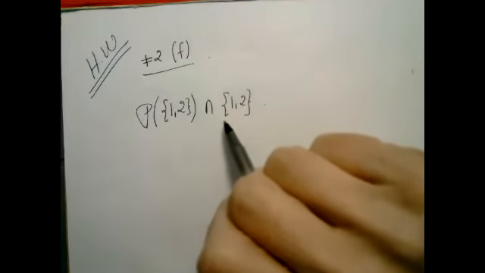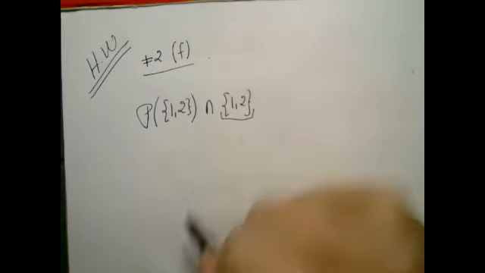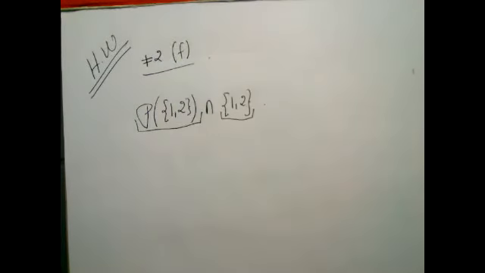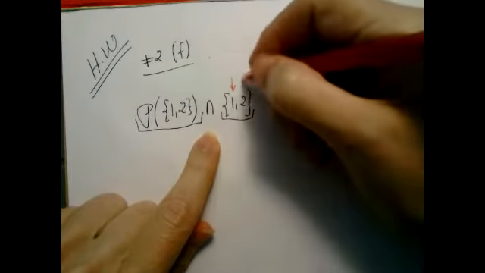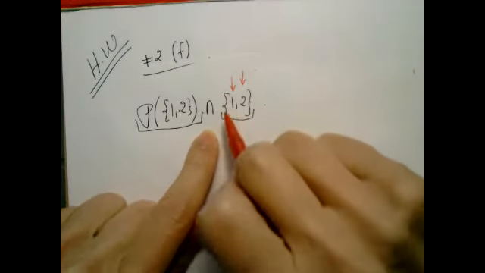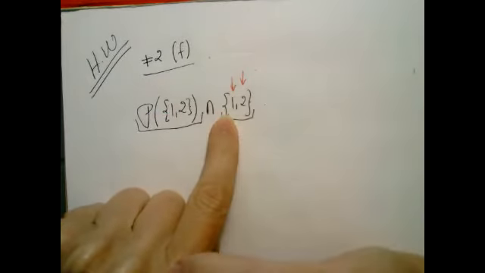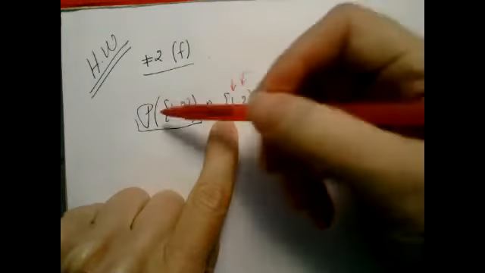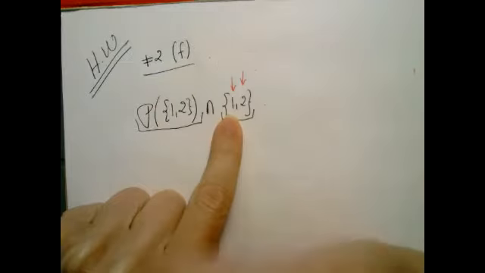The intersection is all the elements that are in this set and they are in this set. So which elements are in this set? 1 and 2. Now the question: is the element 1 in the power set? No, because the power set is a collection of subsets. So 1 is not in the power set of {1, 2}.